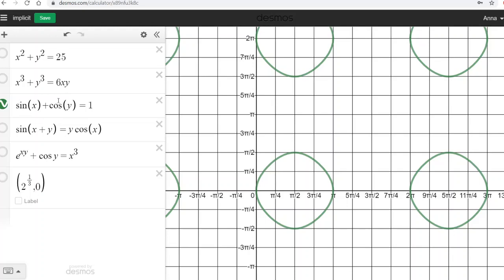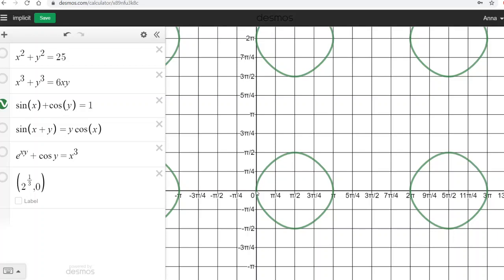Sine of pi over 2 is 1, cosine of pi over 2 is 0, so together we get 1 plus 0 is equal to 1. So the point pi over 2 comma pi over 2, when you plug it into the equation, you get a true statement. And you'd get the same idea if you tried to plug in 0.